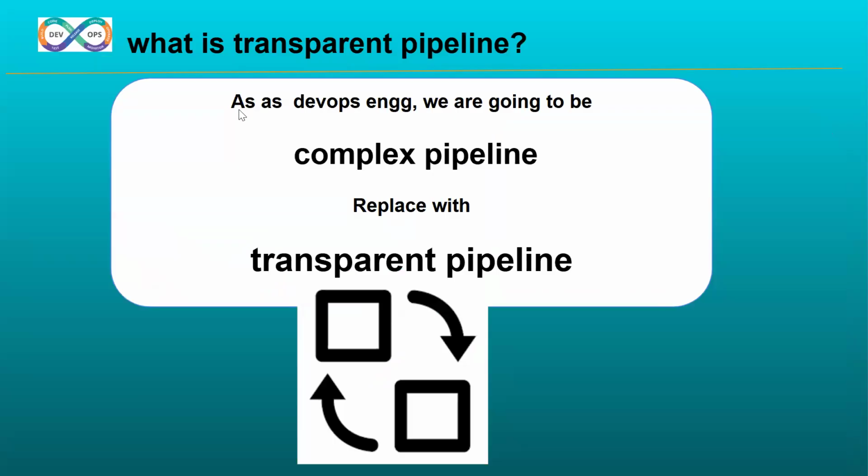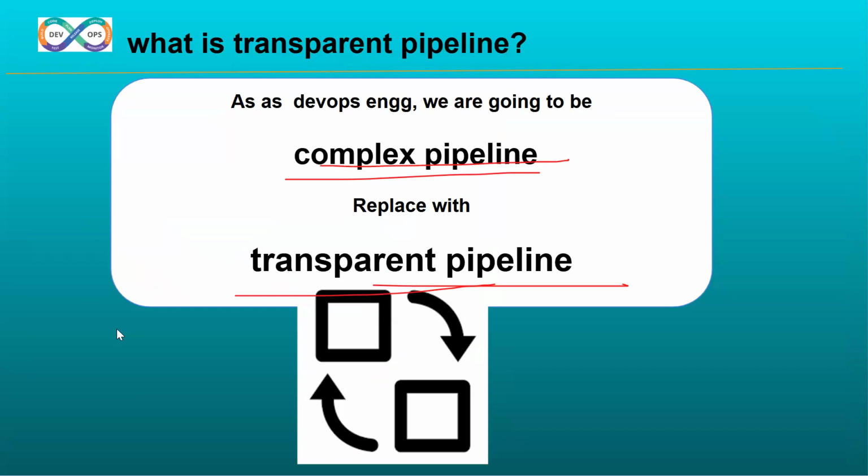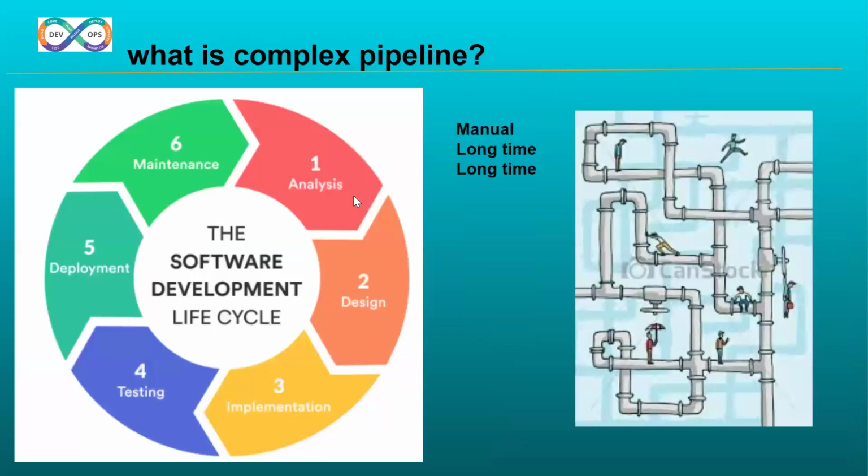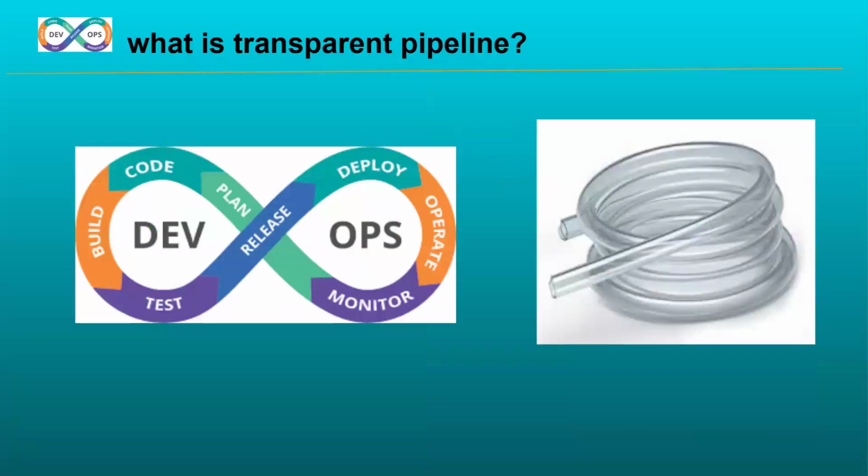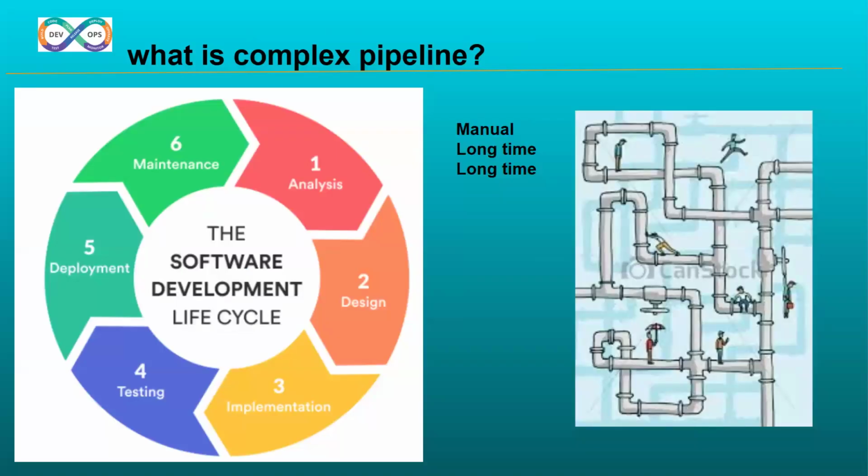But as a DevOps engineer, what exactly are we going to do? We are going to replace the complex pipeline with what? A transparent pipeline. Sir, what exactly is a complex pipeline? Our SDLC process is a complex pipeline. Our DevOps process is a transparent pipeline. Sir, why do we call SDLC complex? Because it is a manual process from analysis to design to implementation, testing, deployment and maintenance. It is a manual process.